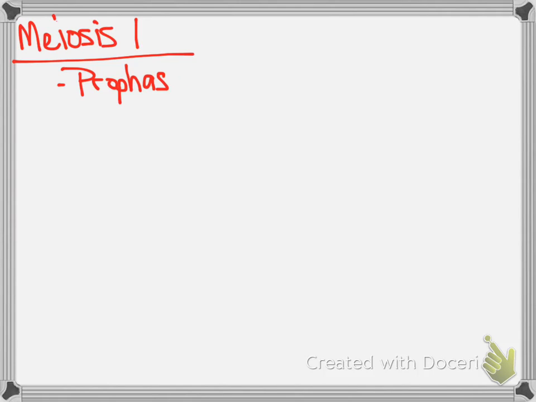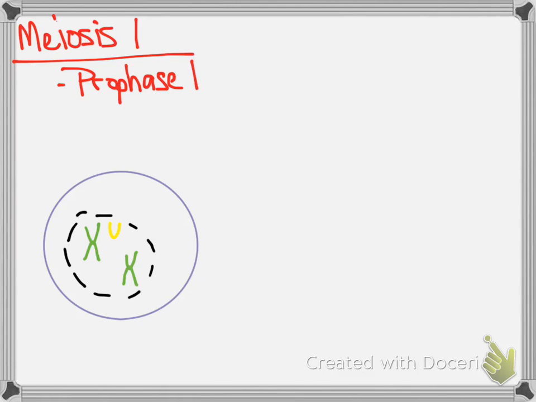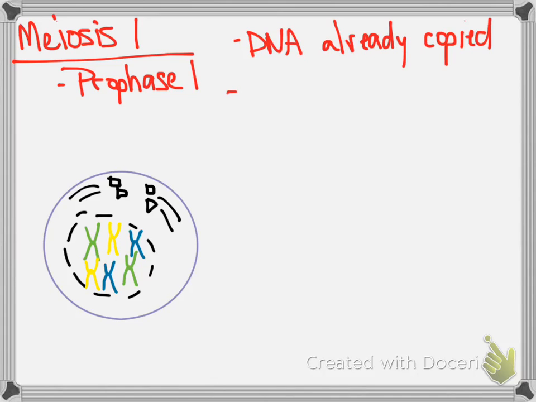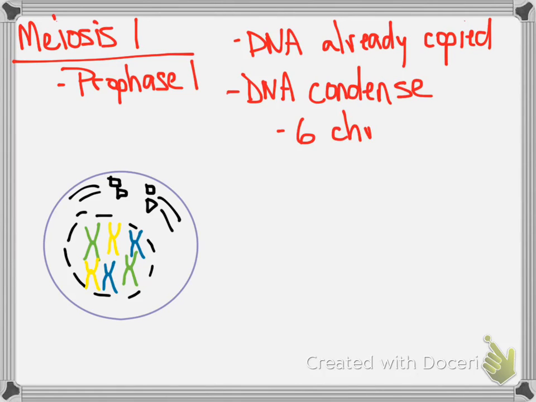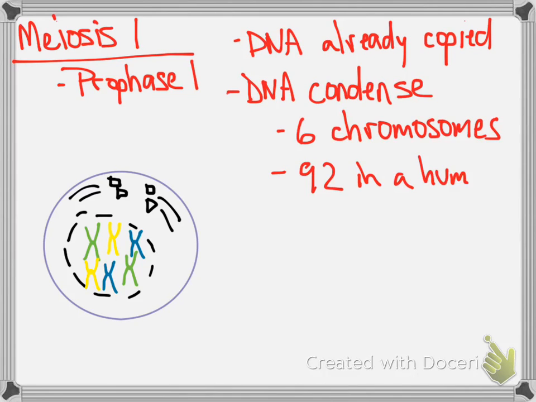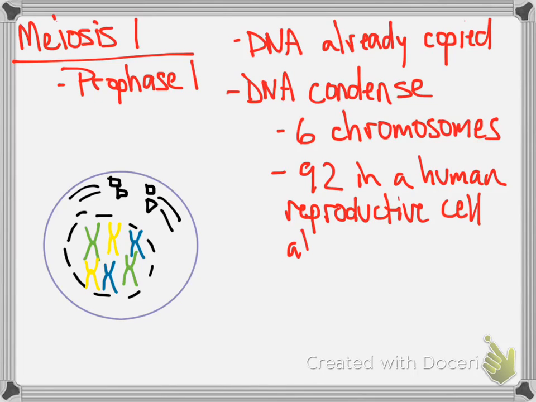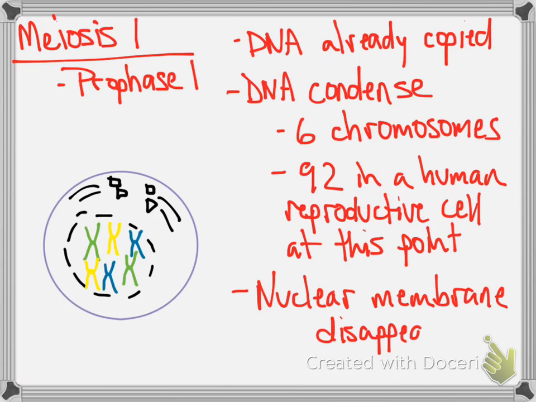So the first stage, and actually the first series of steps, the first 4, is called meiosis 1. And we start with prophase 1, just like mitosis. And you can see, or remember, that our DNA has already been copied during interphase. And so it is condensed so we can see the individual chromosomes. The nuclear membrane has disappeared.